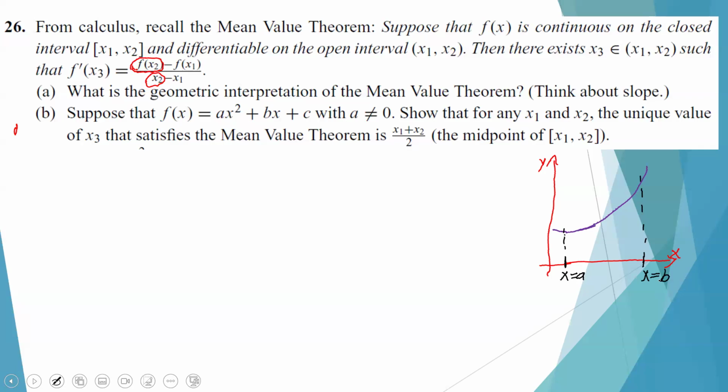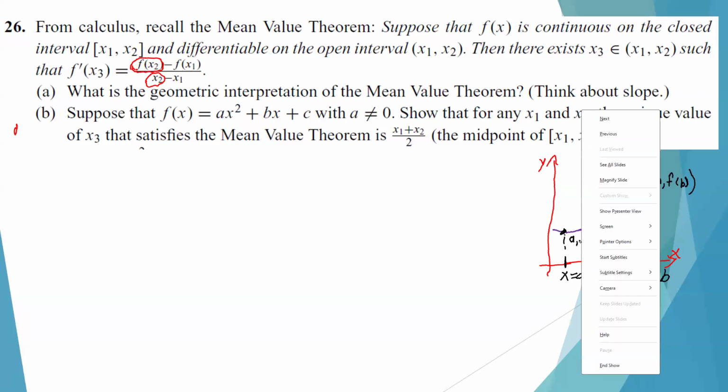So that means this point right there is going to be b comma f of b, right? Which that point is right there. That is, without a shadow of a doubt, that point. This point over here, well, this point is going to be, maybe we put it here, a.